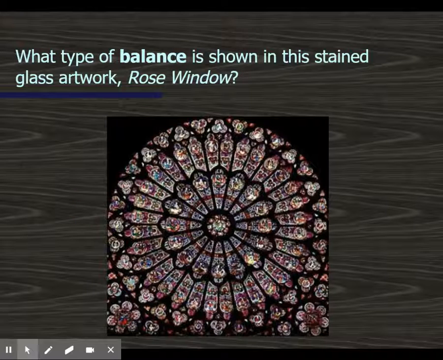This is the rose window of Notre Dame. This is radial balance. You can notice the focal point feels like it's in the center here, and it radiates out. It's exploding from the center.